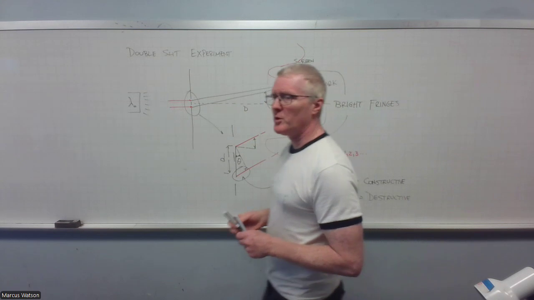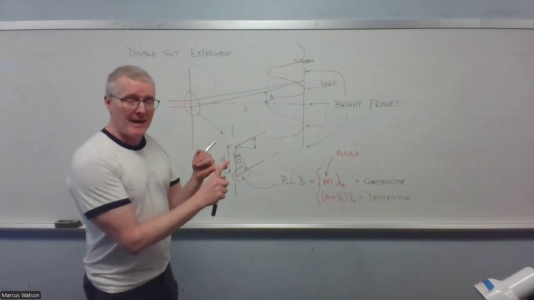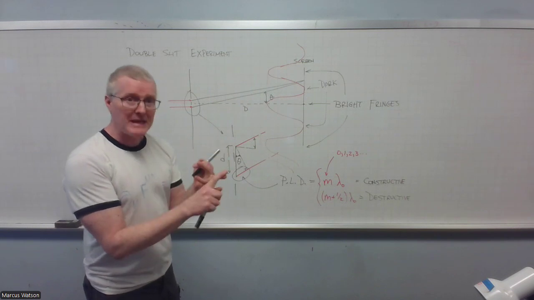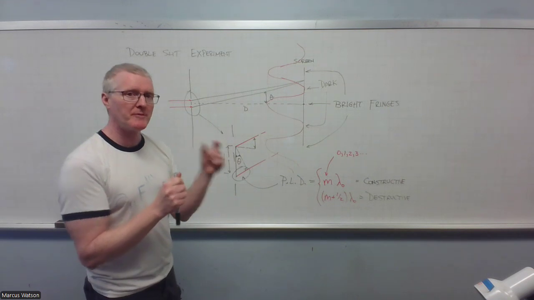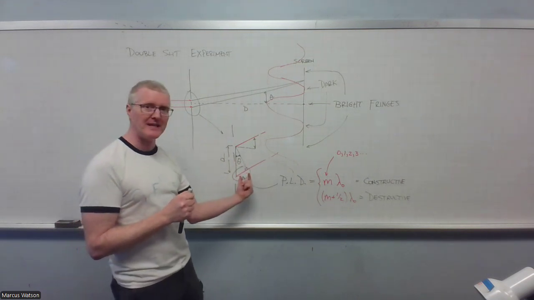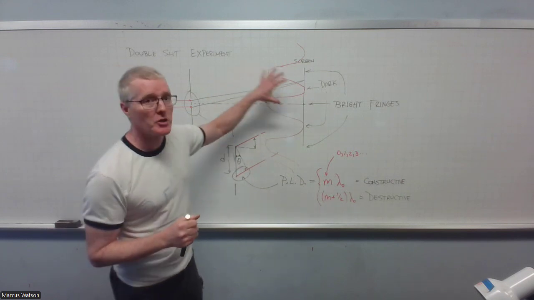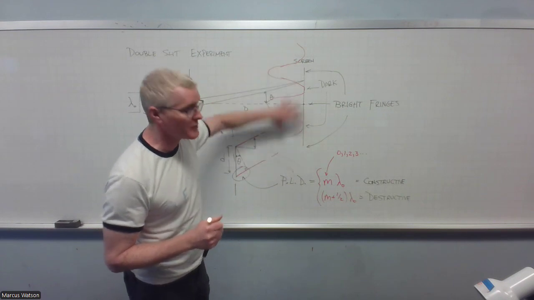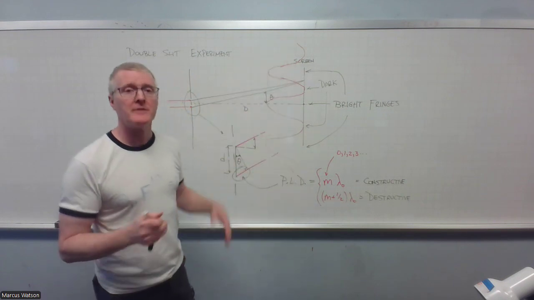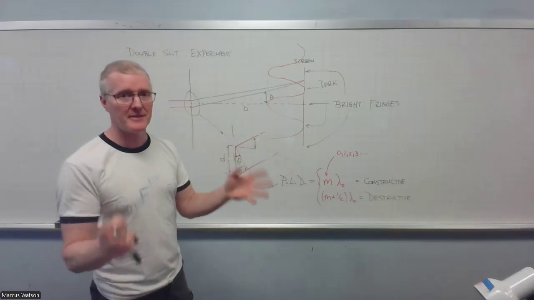So if you are able to understand, A, how the path length difference comes about, B, how to calculate it, and C, what's the relationship of the number of wavelengths that you fit into the path length difference that determines the type of interference you have at that spot on the screen, then you can fully understand the double slit experiment. This is simply a path length difference and nothing else.